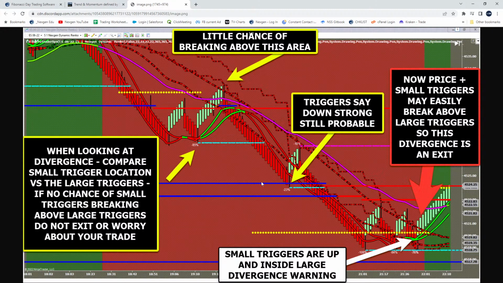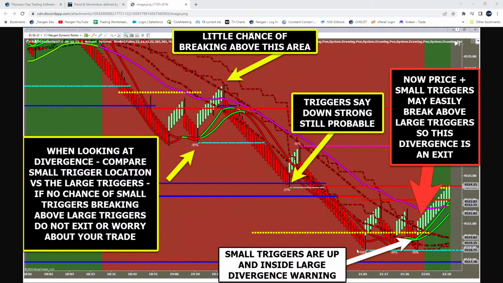So look, let me open a picture. Does everybody see this divergence right down here? I just want to make sure we're all pointing at the same spot. This little negative 85 right here. Ask yourself, and again, it's kind of written out for you: when looking at divergence, compare your small trigger location to the large triggers. There's no chance of our small trigger lines breaking above the large triggers. As such, divergence will get you back to your large triggers, but that's usually where you go short.